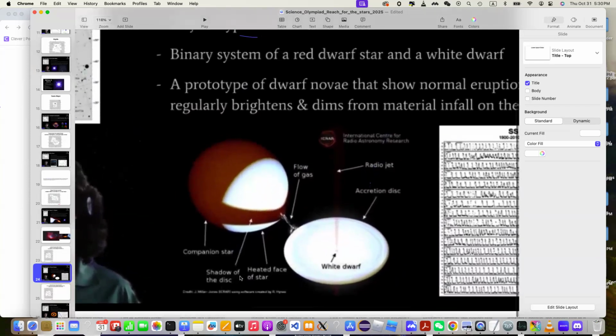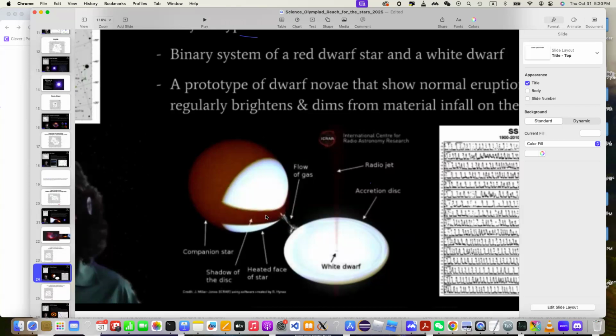Okay, shallow of the disk. Oh, interesting. Heated face of the star. So the white star is pretty bright, because it is white, and the red dwarf is faint. You can see that the red dwarf is illuminated by the white dwarf, and there are some shadows here.